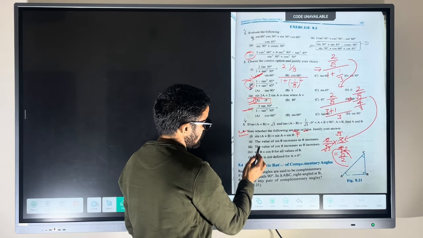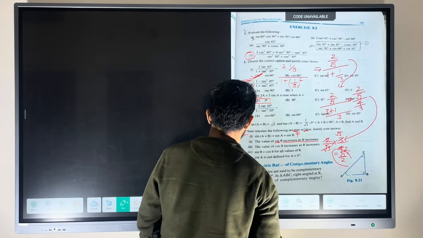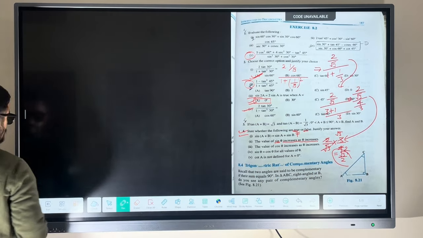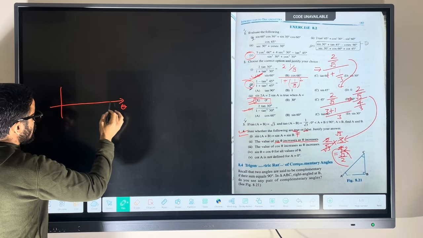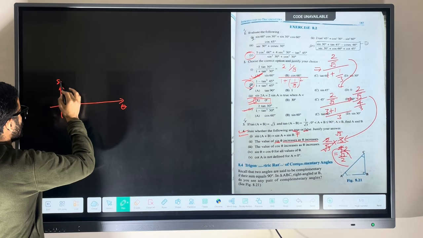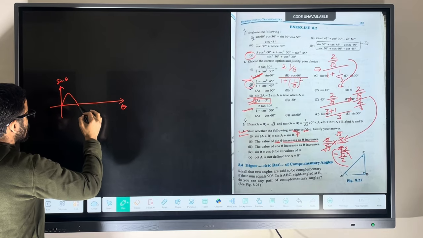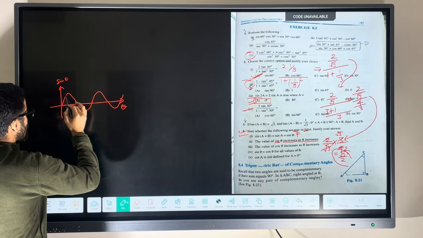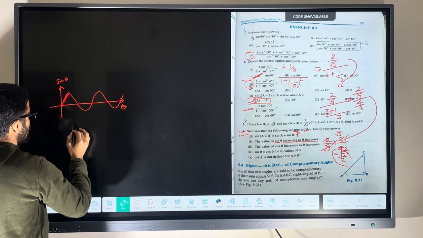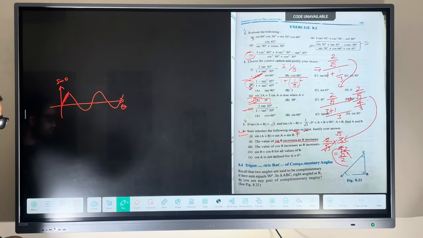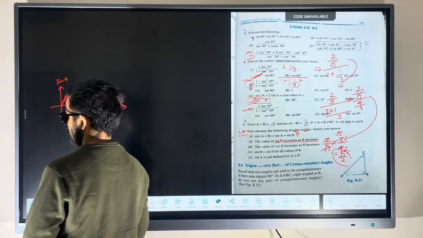Now next, the value of sin theta increases as theta increases. Okay, now I want to tell you something. If we draw the graph of sin theta, then the graph of sin theta looks like this. From 0 to 90, its value increases when theta increases, and we are dealing with only acute angle triangles, so our maximum angle will be 90.